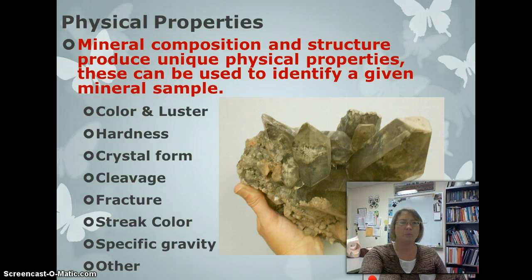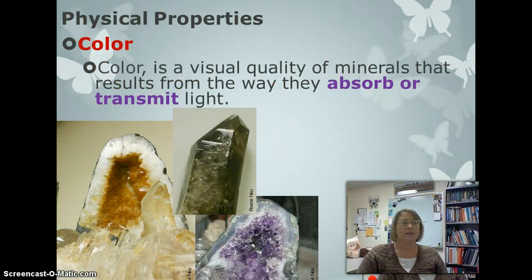So let's start off with color. Color is a visual quality of a mineral that results from the way they absorb or transmit light. Color can be a useful indicator of a specific mineral. For example, potassium feldspars are always going to be some shade of pink. However, with some minerals, color is not a great indicator. Color can be varied in some minerals.